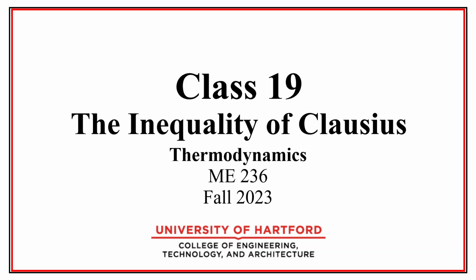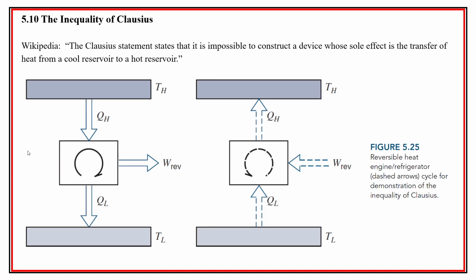All right, so here's class 19, and we're continuing with chapter 5, and this is going to be the inequality of Clausius. Let's see what he's all about. So here you go, the inequality of Clausius, and according to Wikipedia, the Clausius statement states that it is impossible to construct a device whose sole effect is the transfer of heat from a cool reservoir to a hot reservoir.